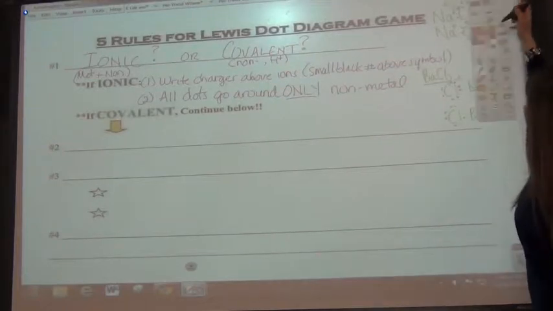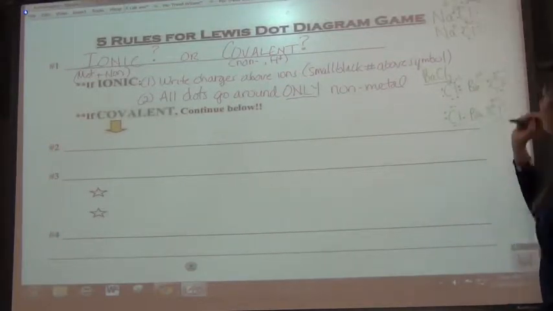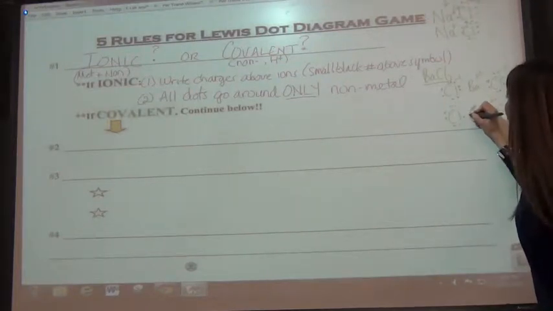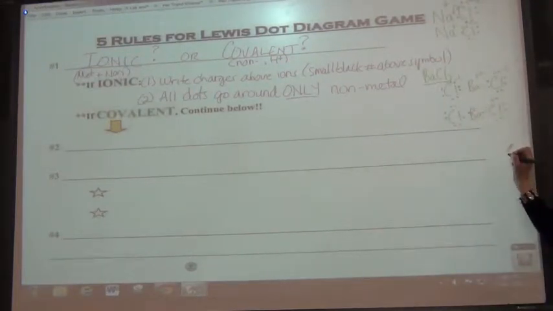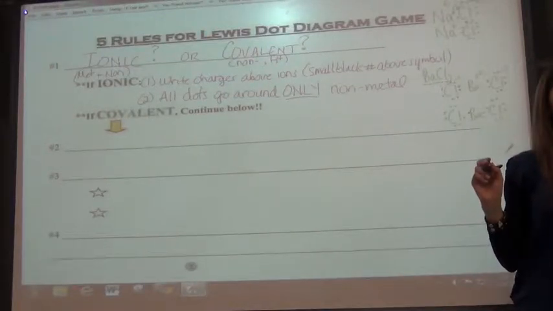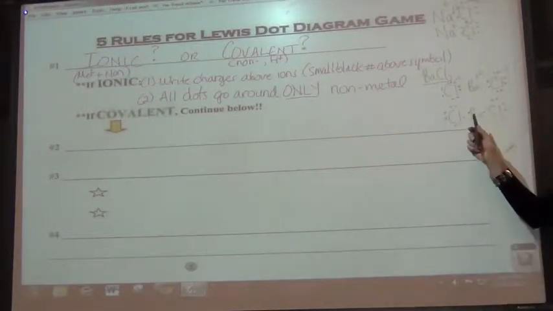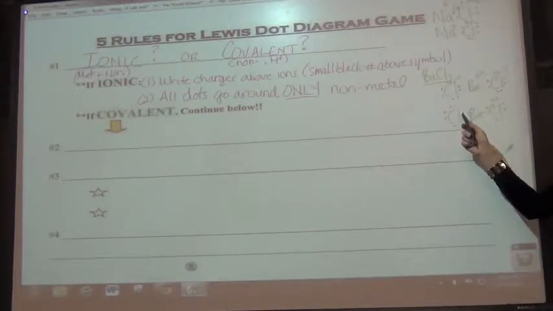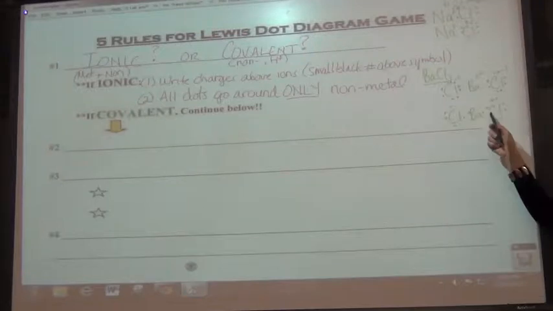And how many does barium have? I'll do it in a different color so that you can see the difference. Barium only has 2 valence electrons. So I'm going to put 1 on this side and 1 on the other side just for the sake of this. Who's more electronegative? Who's closer to fluorine? Chlorine. So what's chlorine going to do? Steal the electron. If you notice, there's 1 empty spot on each chlorine.